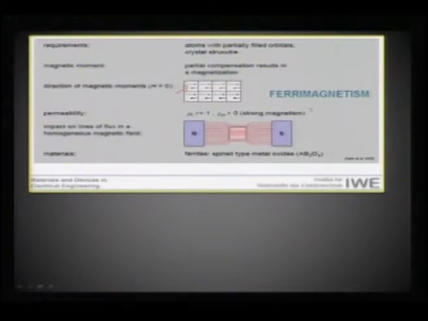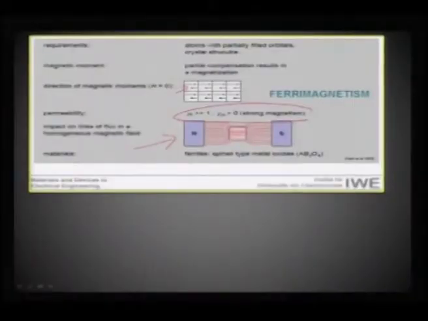What is the behavior of this ferrimagnetic one? The permeability will be much stronger, and your molar susceptibility will be greater than 0. And if you look at the impact of the external flux lines on these ferrimagnetic compounds, you would see that there is a strong interaction with the external field strength, and as a result the domains will start getting influenced by the external magnetic field.